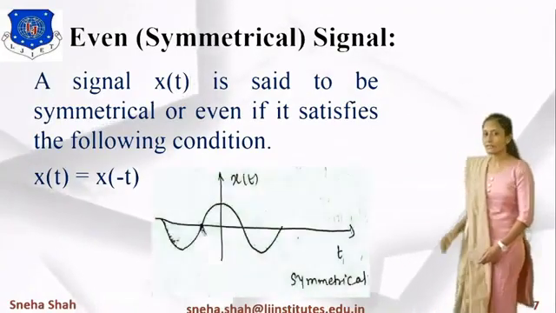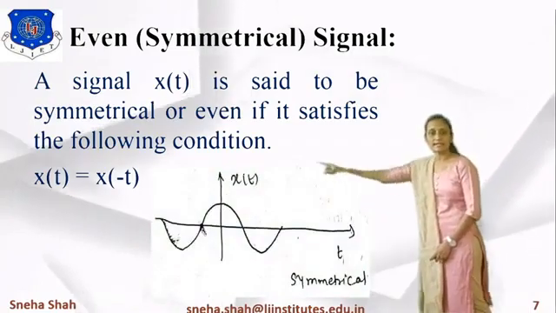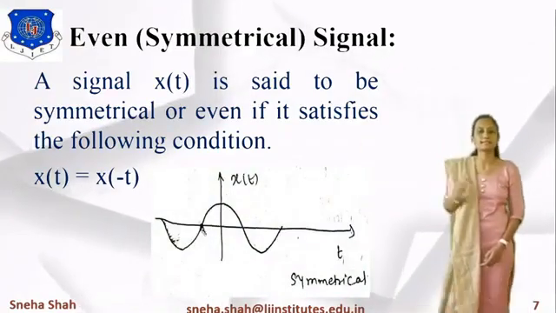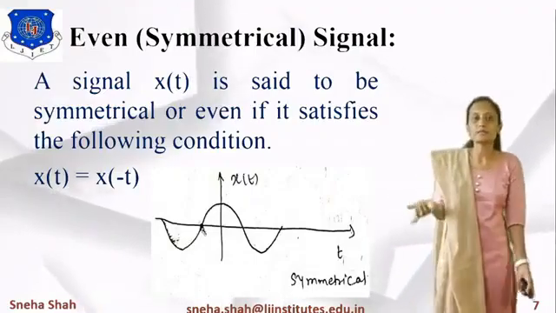If we draw the even signal, it will look like this. From this diagram, you can see that the positive part as well as the negative part remain the same. So if we fold the signal about the y-axis, it will be the same.